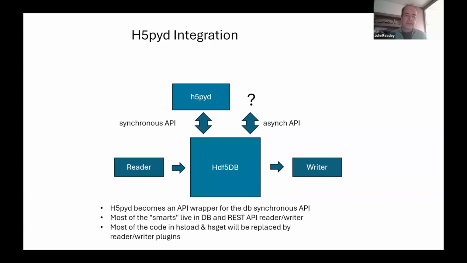And an interesting side effect of this is that in H5PD, we have these utilities, hsload and hsget. So hsload takes an HDF5 file and converts it to HSDS by basically going through each element of the file and calling the equivalent H5Py command. And hsget does the reverse. That code, which now sits in this application in H5PD, can be subsumed by HDF5DB along with the relevant readers and writers.